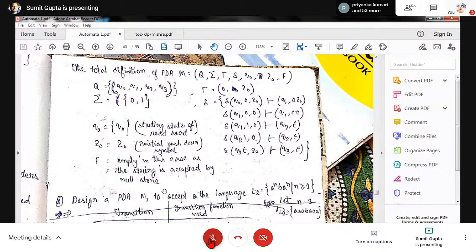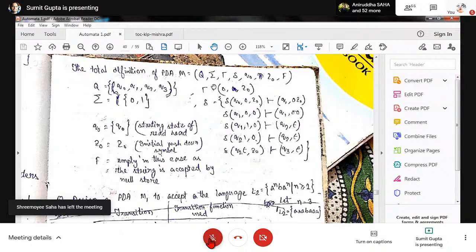So we are using the concept of acceptance by null store. Null means empty. Store means push down store or stack. So over here, this capital F is indicating, there are 2 ways. One is by final state, by reaching the final state. Second one is by reaching a null store kind of configuration. Null store means empty stack. So over here, this F is representing empty stack.